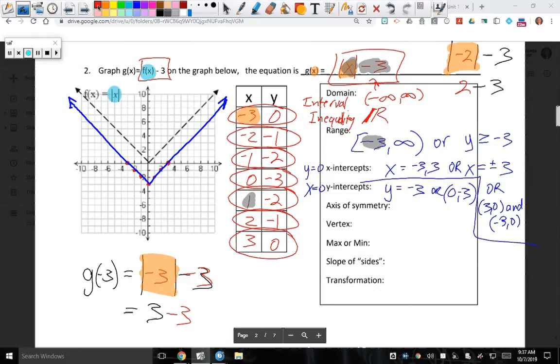Okay. Anna, where's our axis of symmetry? X equals 0. It is still right in the middle, and it did not shift left or to the right. Are we good? Brittany, what's our vertex now? 0, negative 3. Catherine, did we just experience a max or a min? A minimum. And watch, I'm going to put the minimum is y equals what, Catherine? Negative 3. This is the minimum.